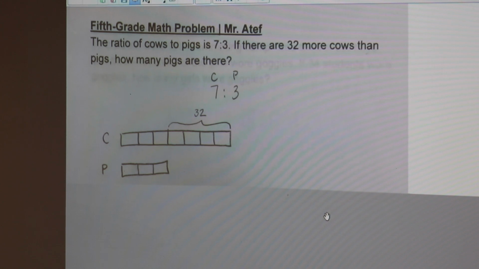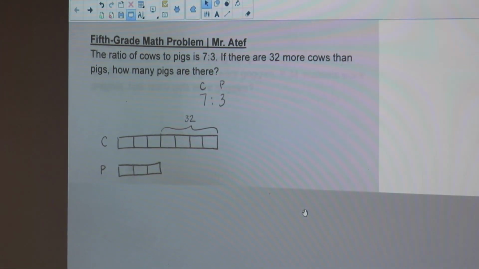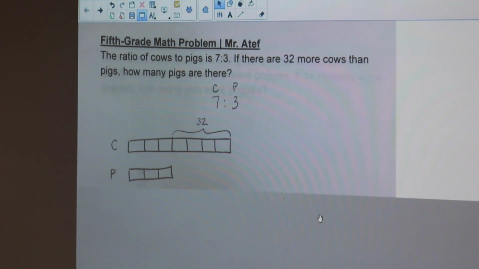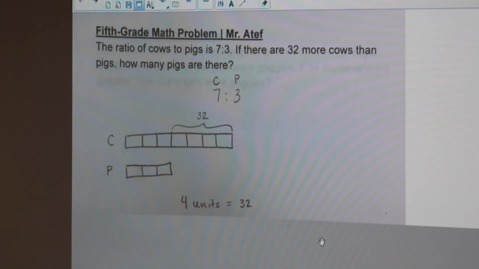That second piece of information, they'll go ahead and label on their bar model. So you can see that the bar model represents the problem above. The next step they would notice is that 4 units equals 32. So that's what they would write on their paper. They would say, okay, I can see from my bar model that 4 units equals 32.